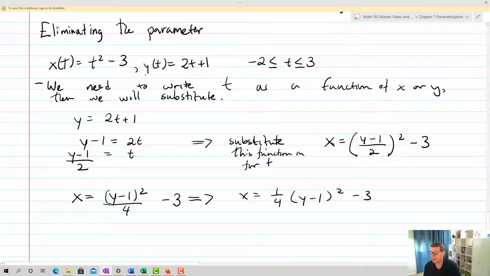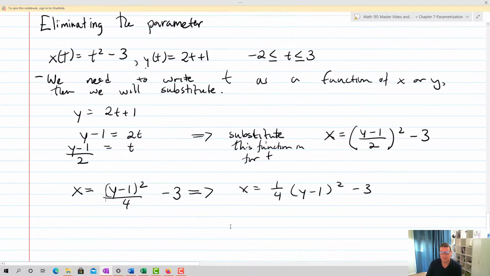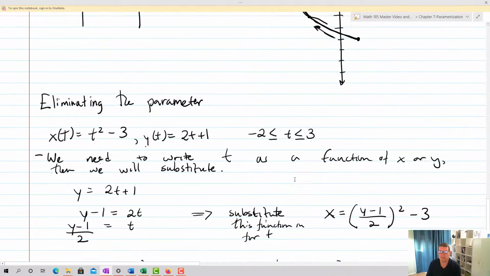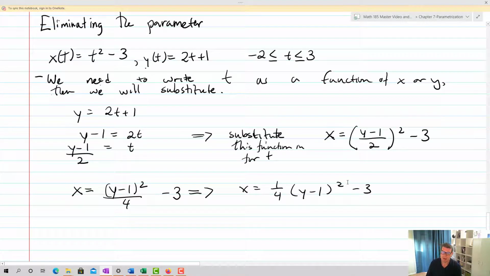Okay? And what you'll notice is the sideways facing parabola with its vertex at -3, positive 1, right? This one right here, -3, positive 1. All right, and it's got a p equal to 1, because 1 over 4p. So basically, it's going to be a pretty standard looking sideways facing parabola. So all we needed to do in order to eliminate that parameter is figure out what t was in terms of y or in terms of x, and then substitute it into the other equation.